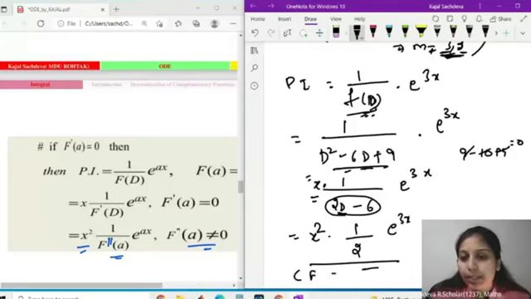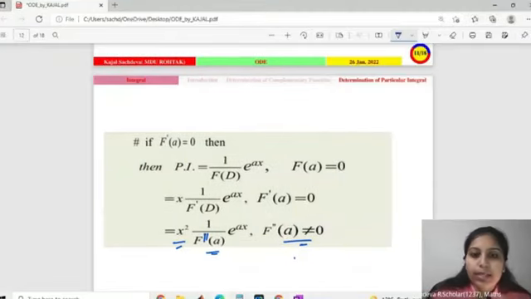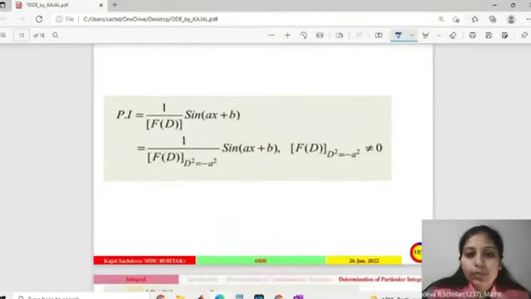So CF will be written as (C1 plus C2x) into e raised to power 3x, and plus, when we do PI, then plus x square by 2 e raised to power 3x. This is our complete solution in this case. So moving further, this is the case when we have taken e raised to power ax type equation.